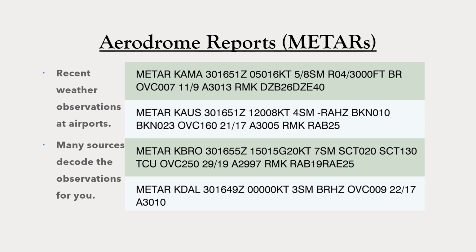After that comes the cloud cover description, where you'll see abbreviations like OVC for an overcast. This OVC 007 means that there's an overcast cloud layer at 700 feet. BKN means a broken layer.